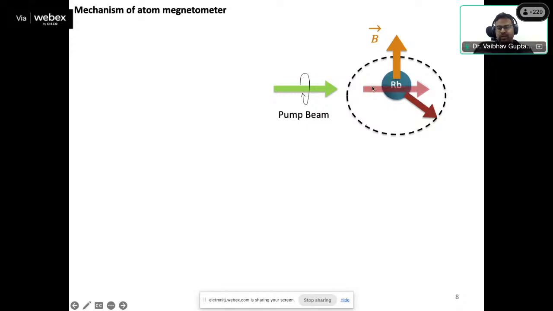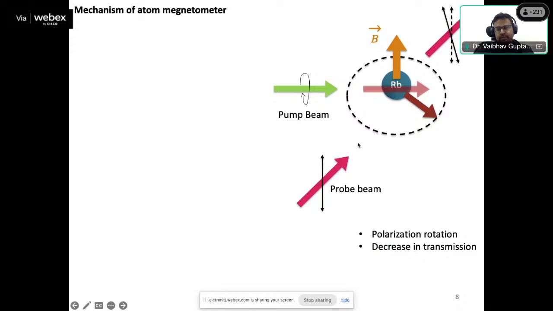And the spin is now not in this direction, but it is somehow deflected depending on the magnitude of the field. Now what you do is you take another laser, and the direction of propagation of this laser is perpendicular to this laser. So if this is going in X, you have to go in the Y direction. And this laser also has a polarization, but this is a linearly polarized laser.